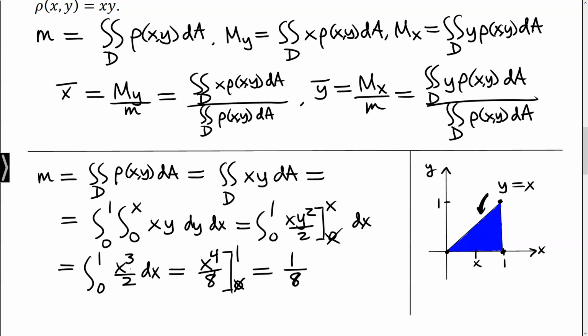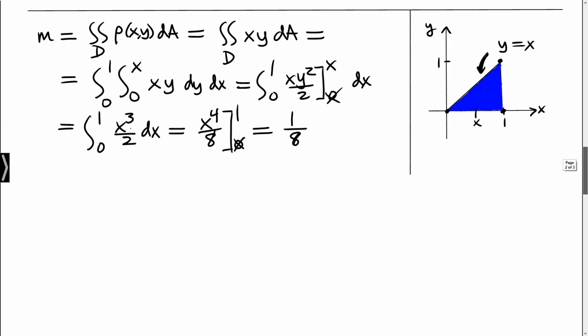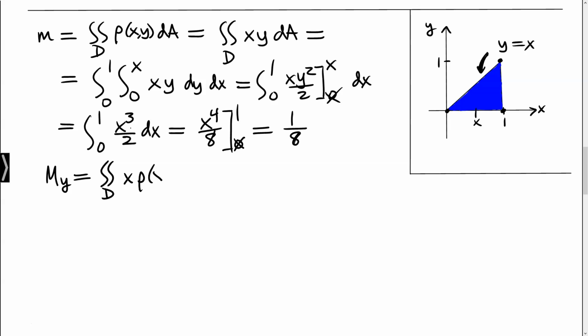Now, that doesn't tell us the center of mass. To do this, we need to find the moments. So let's go ahead and figure out the two moments. We start with the moment about, it doesn't really matter which order you're going. I'm going to do the moment around the y-axis. So this is the double integral of x.